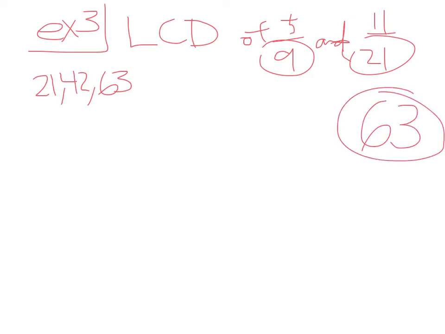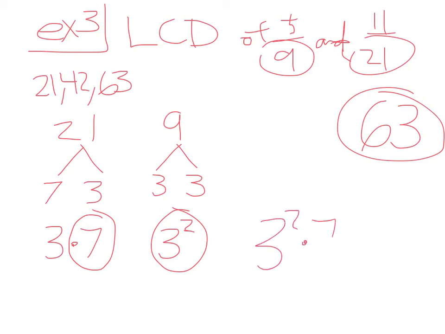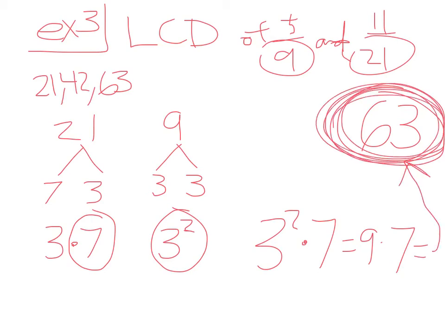But to show you with prime factorization, 21 is 7 and 3, 9 is 3 and 3. So this one's 3 times 7, and this one's 3 squared. And just to show you how easy this can be, even with problems like this, the greatest number of 3's is that, the greatest number of 7's is that. So that ends up being how we get our answer, 3 squared times 7, which is the same as 9 times 7, which equals 63. So that's another way of getting it.